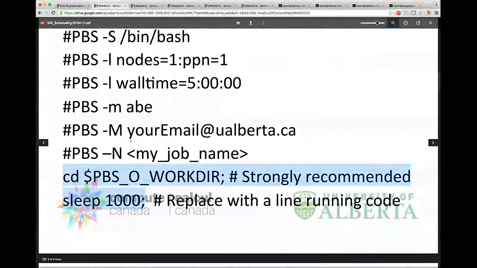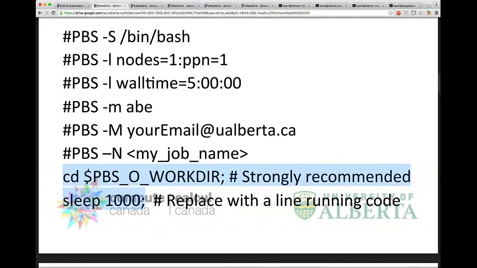Now, you want to cd $PBS_O_WORKDIR. This is an environment variable. For those of you that don't know what an environment variable is, in Unix there are variables that are set inside your shell, and the scheduling system here sets one. You want to cd to this particular one, because this is the location that your job was submitted from. This is typically what you want to happen.